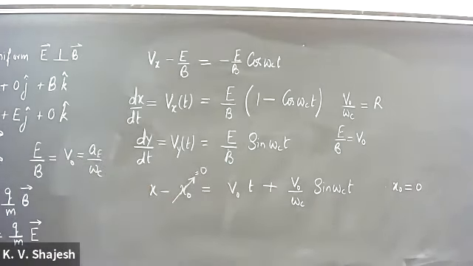Okay, so my solutions are x as a function of time is equal to v naught, some velocity, which is decided by the ratio of electric and magnetic field, minus this is some radius r times sine omega t.